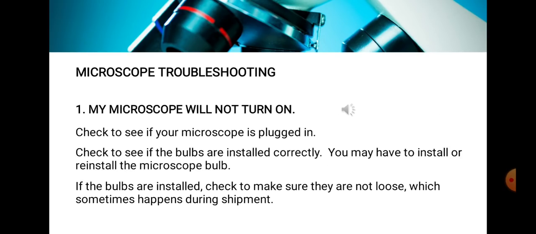Now that you have learned the basic principles and theories regarding the microscope, let us proceed to the microscope troubleshooting. First, my microscope will not turn on. Possible reasons are your microscope is not plugged in. How are you going to resolve it? Check to see if your microscope is plugged in. And then check to see if the bulbs are installed correctly. You may have to install or reinstall the microscope bulb. If the bulbs are installed, check to make sure they are not loose, which sometimes happens during shipment.